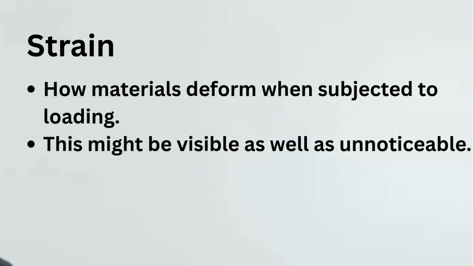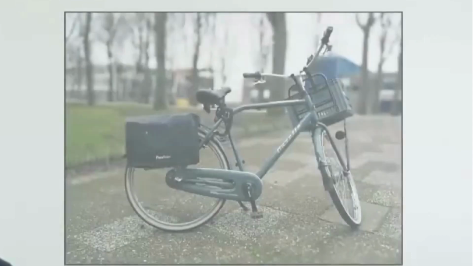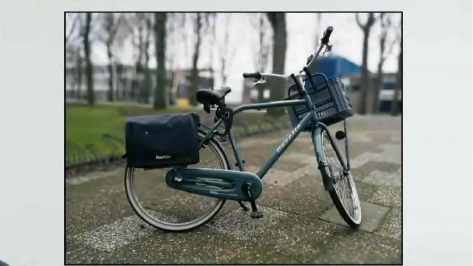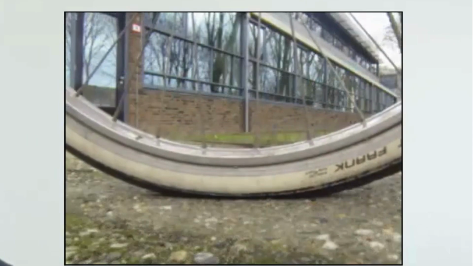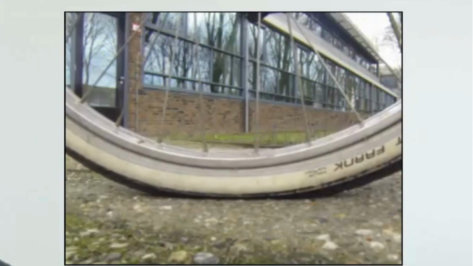All real materials deform when subjected to some form of loading. This deformation might be quite large and visible, or very small and unnoticeable to the naked eye, but it is still there. Take, for instance, a daily part of our lives, the bicycle. If you're a big guy like me and you sit down on a bicycle, you very easily notice that the tires deform under your weight.